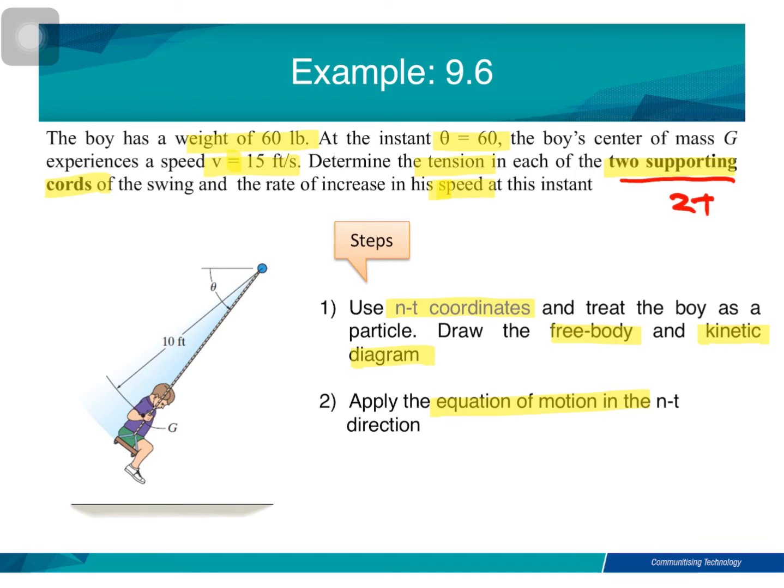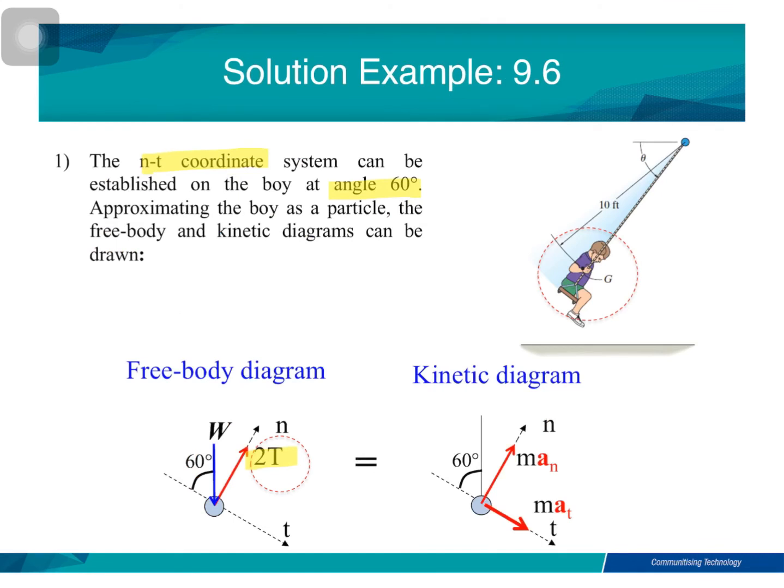You have 4 steps. In the first step, you need to know what is the normal and tangent. For this case, this is the direction, so this is the tangent. Towards the center, this is the normal. Can you sketch that? Now this is the free body diagram to show the external forces. This is the tangent axis, and this is the normal, where we have the tension 2T.